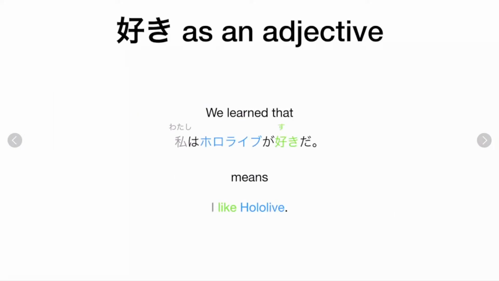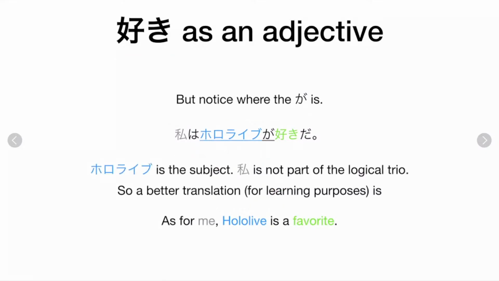So one example of that is this adjective suki. Okay? So we learn in the beginning that watashi wa hororaibu ga suki da means I like hololive. And we know watashi is I, we know hororaibu is hololive, and we know suki is like. Because when they translate the sentence, they say I like hololive. And we know this word, and we know this word, and we know the rest of it is grammar. So suki must mean like.